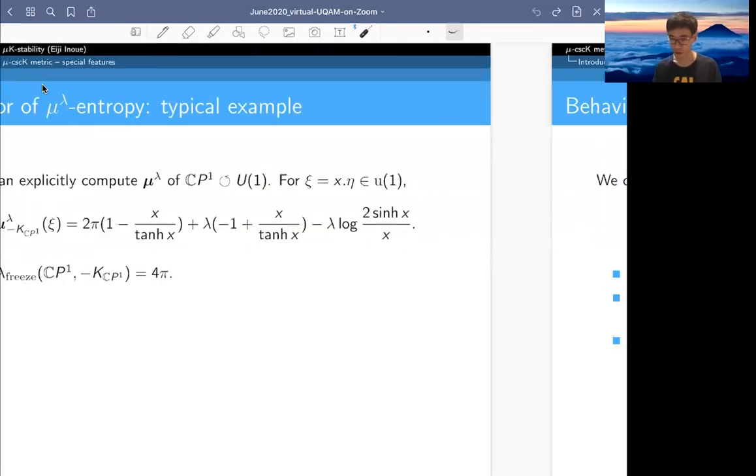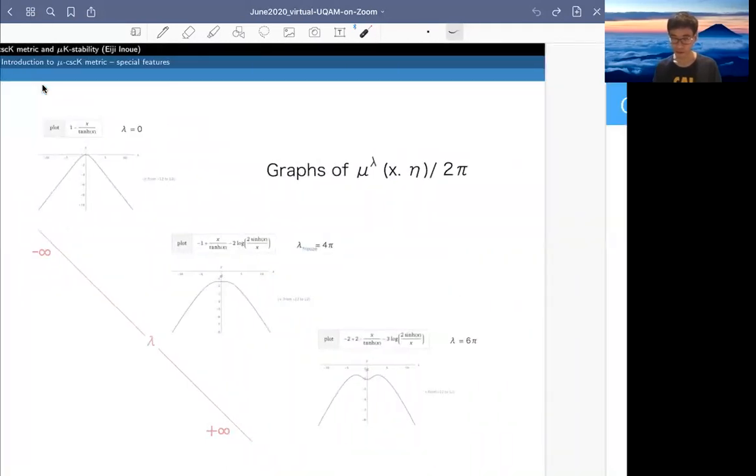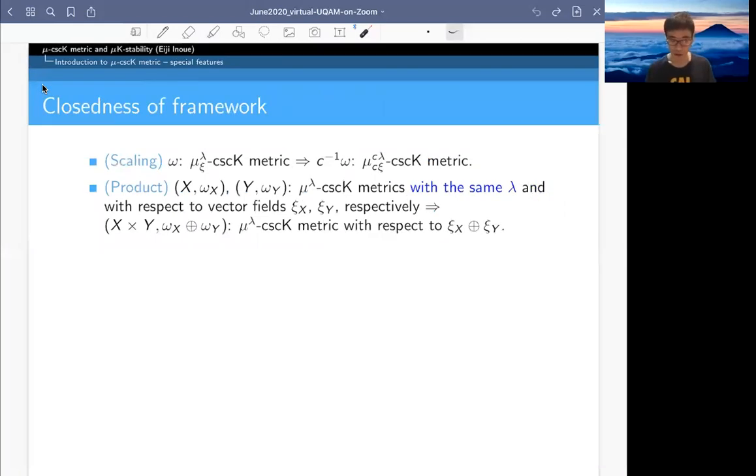And before explaining a more interesting example, I would like to explain some generalities of mu-cscK metrics. Mu-cscK metrics are closed under scaling and products of manifolds. But if we scale the metric by a positive constant, then lambda and xi differ from the original ones, and a product can be taken for metrics with the same lambda.